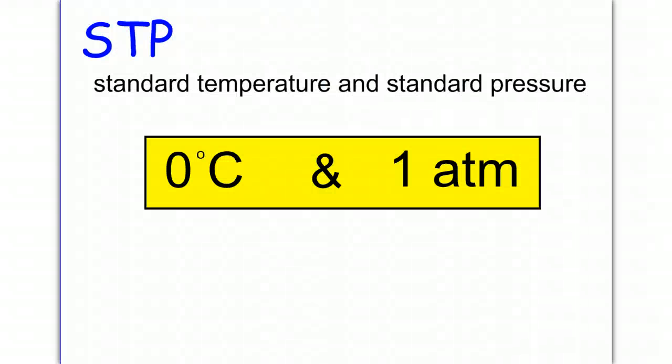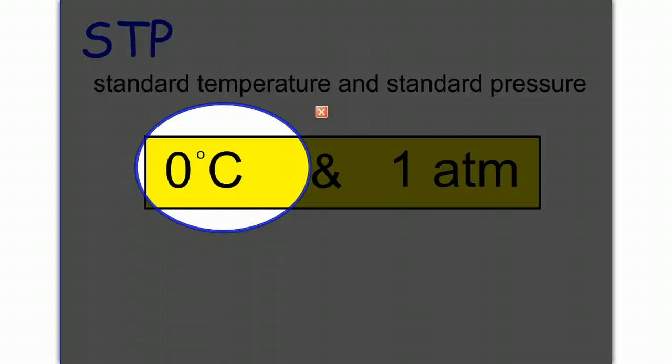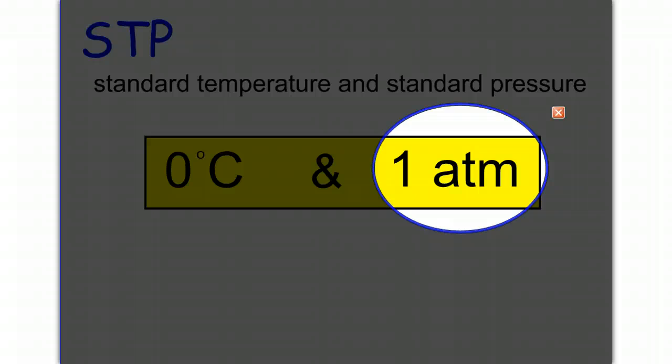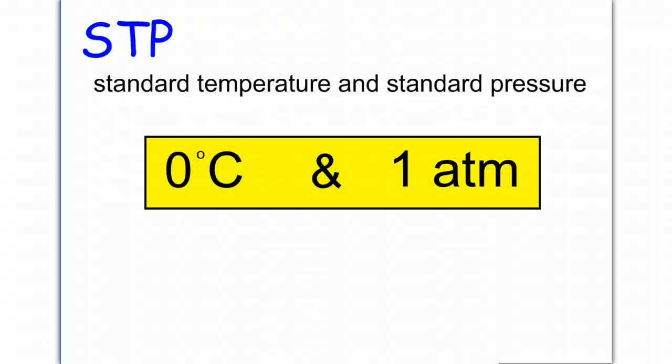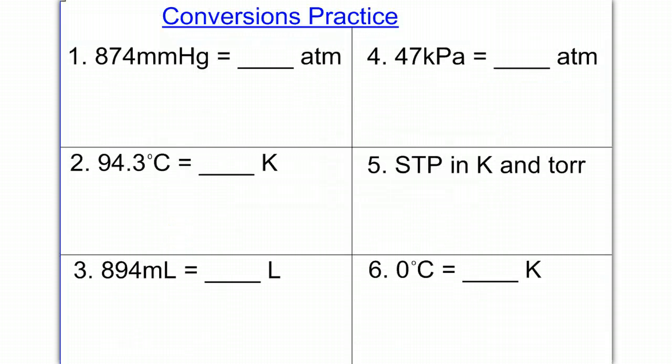STP is standard temperature and standard pressure. And you need to memorize that standard temperature is 0 degrees Celsius and standard pressure is 1 atmosphere. If you're asked to give these in a different unit, then you simply convert them. However, I'll tell you that standard temperature could also be 273.15 Kelvin. Standard pressure can also be 760 torr, 760 millimeters of mercury, and 101.3 kilopascals.